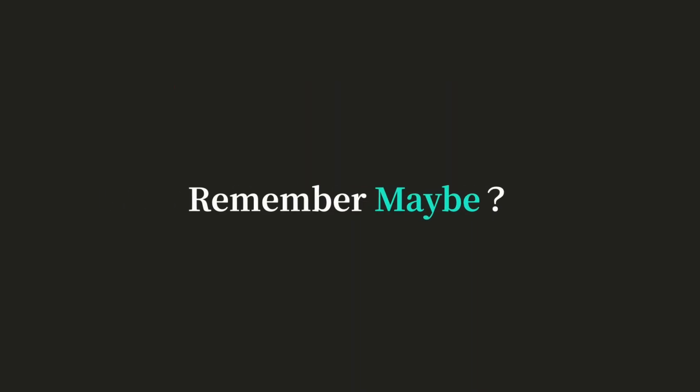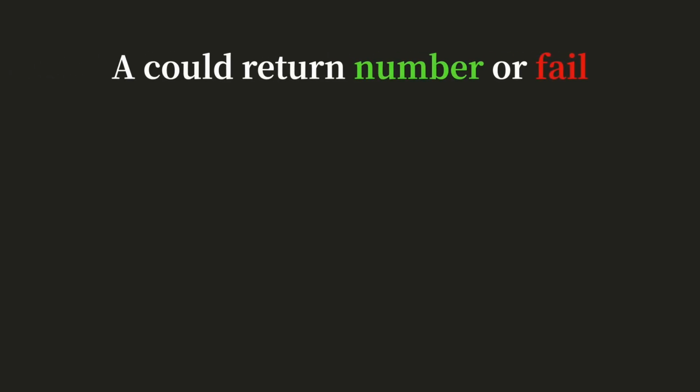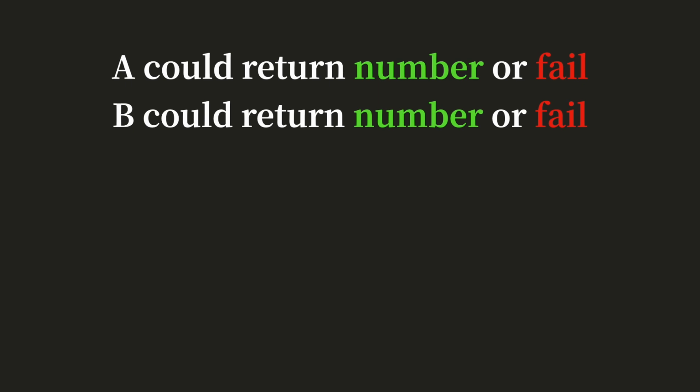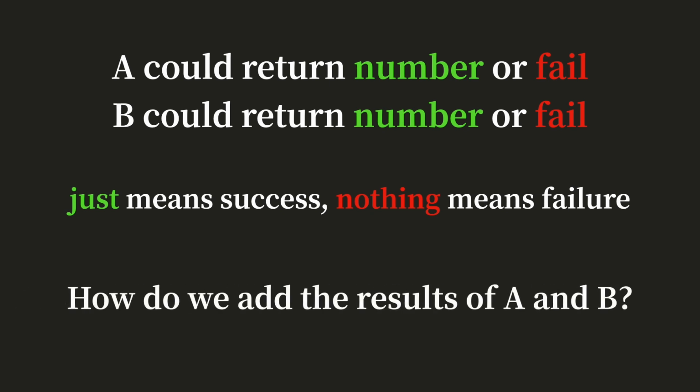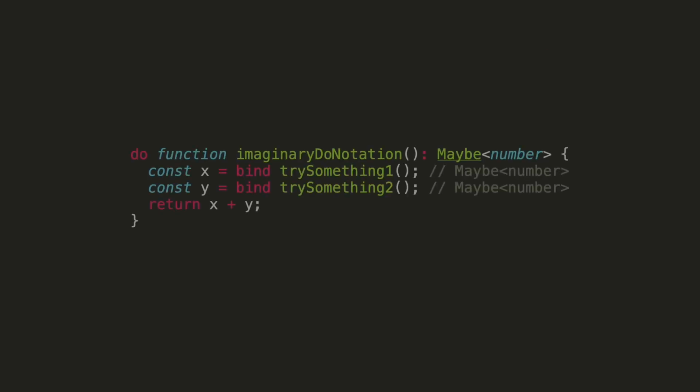Consider this example. Suppose operation A could either return a number or fail. Operation B could also either return a number or fail. In the maybe type, we represent success with just and failure with nothing. So both A and B return a maybe. Now, let's consider how to sum up the results of operation A and B. This is what we ultimately want to achieve with do notation.